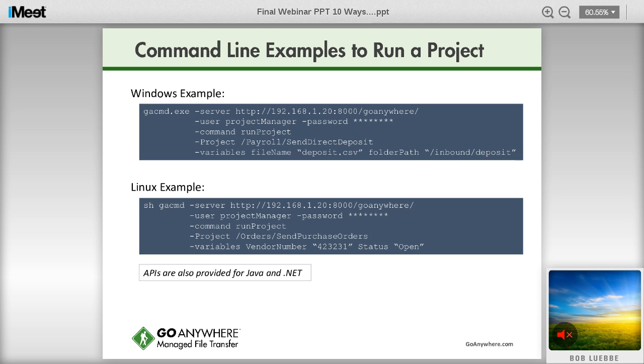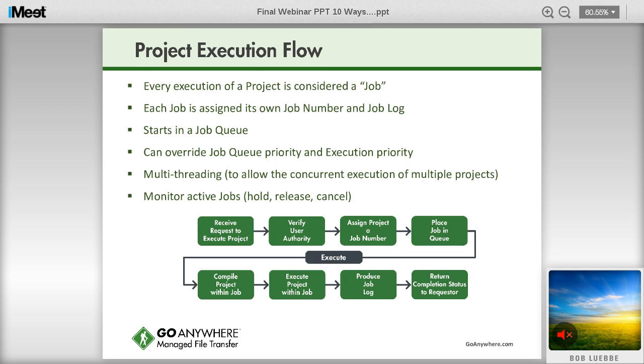Here, by the way, is an example of running some projects or workflows right from your applications. For instance, let's say you're on the Windows platform. You could run this command called GA command, which means GoAnywhere command. You'll tell it where GoAnywhere is installed on your network, and then you'll tell it the name of the project to run, and then you can pass in variables, like in this case the file and the folder path. Down below in this Linux example, we're passing in the vendor code and the status code. So again, you can pass in these variables to override the workflow as you need to, so you don't have to set up a lot of different projects for every single type of scenario.